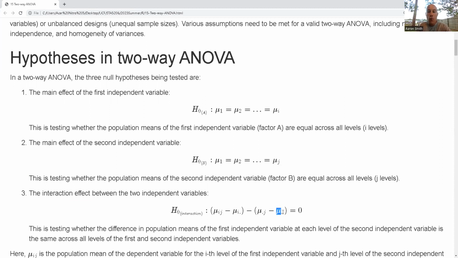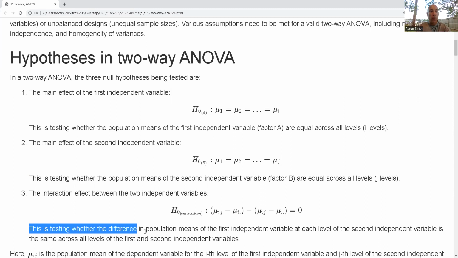Here, this is going to be the overall population average. This is the population average at level J, regardless of what level we have for the first variable. This is the population average for level I of the first independent variable, regardless of what the level of J is. And here, this is the population average when I'm at level I, level J for both of them. And so we have a lot of subscripts going on in this.